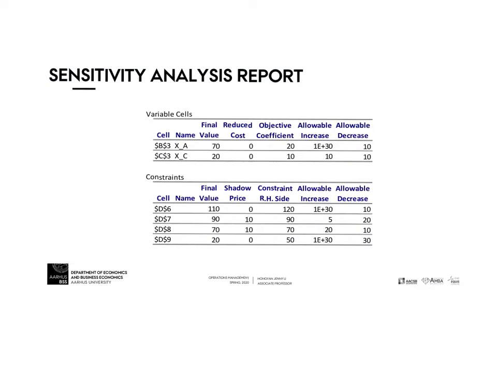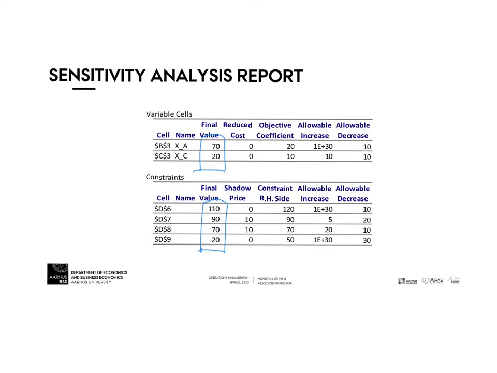Apart from the answer report, you can also get the sensitivity analysis report from Excel Solver. This report includes two parts. The first is about the variable cells, where you can see the optimal solution directly. And for the constraints, you can also see the final usage, which is basically the quantity actually used on the left-hand side. That's the sensitivity analysis report.